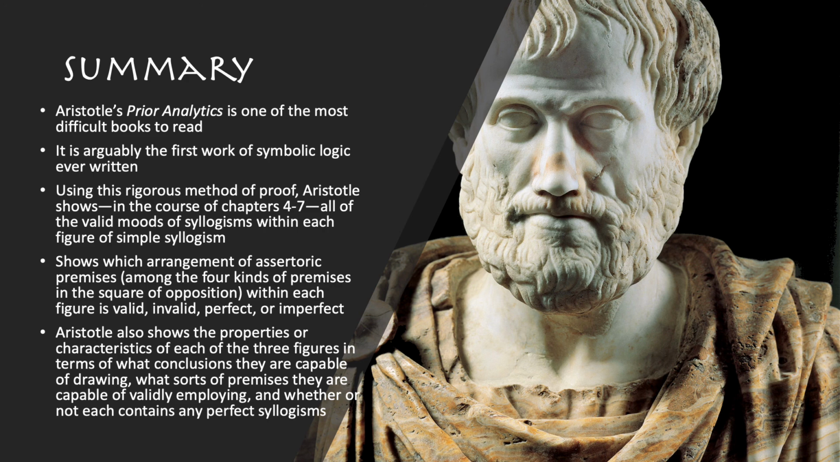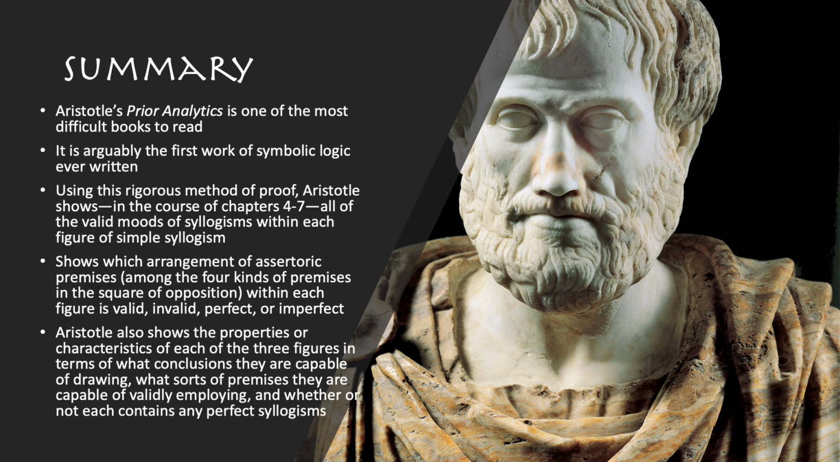Aristotle also shows the properties or characteristics of each of the three figures in terms of what conclusions they are capable of drawing, what sorts of premises they are capable of validly employing, and whether or not each contains any perfect syllogism. He gives these characteristics or properties at the beginning or at the end of each chapter in which he discusses the figure of syllogism in question. In chapter 7, he relates the three figures of syllogisms one to another, showing how the second and third figure are, in a way, reduced to the first figure. That's because it is in the first figure alone that we are able to find perfect syllogisms.